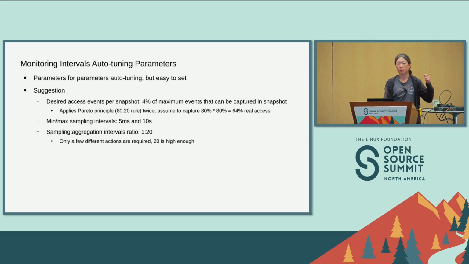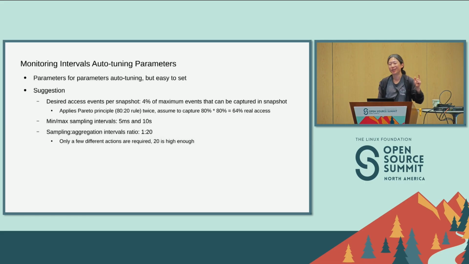For the sampling and augmentation intervals, we had defaults of 5 milliseconds and 100 milliseconds, but those were never a suggested set. Now we have a suggested set for auto-tuning parameters. We suggest having 4% of the maximum events that can be captured in a snapshot as the desired amount of access events per snapshot for the auto-tuning feature. This is based on applying the Pareto principle twice. That is, 20% of 20% means it can capture 80% of 80% of the outcome.